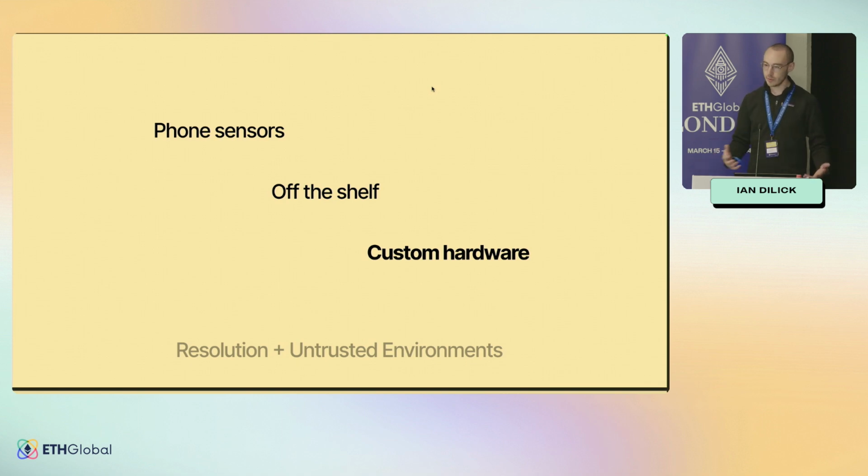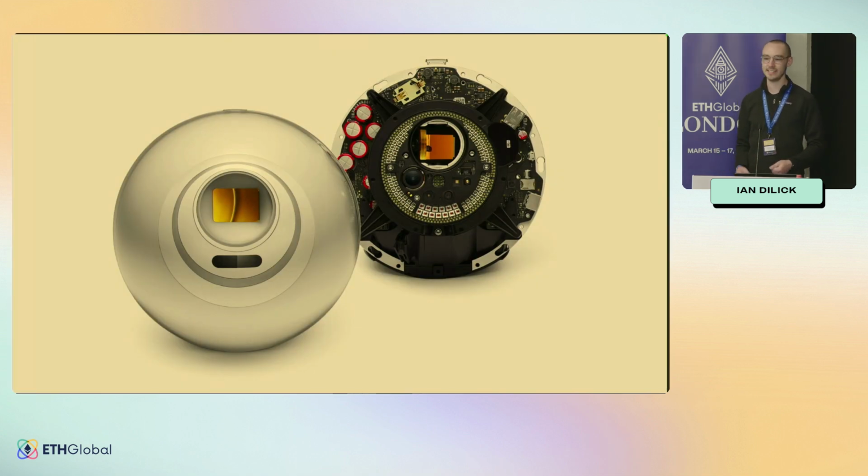So when it comes to how we actually interact with biometrics, we looked at phone sensors, but the cameras just aren't high enough quality. And it's somewhat difficult to trust that that device hasn't been tampered with in any way. Off-the-shelf hardware is better in terms of trust, but it's usually not very portable. It can be expensive. So we settled on building custom hardware. And that is the orb, which you've probably seen at our booth, seen at locations around the world.